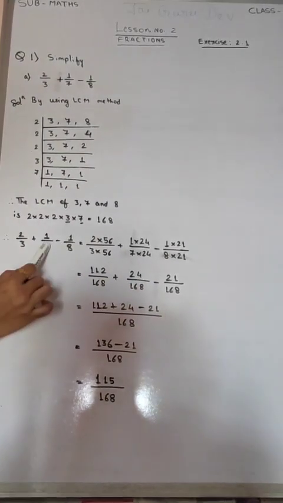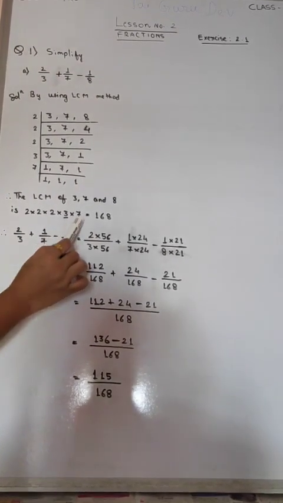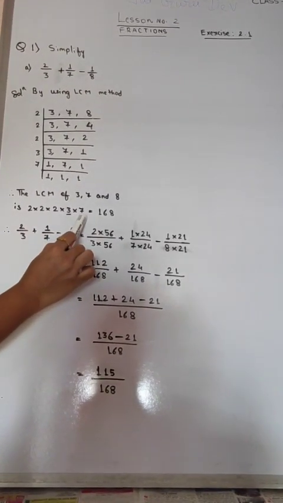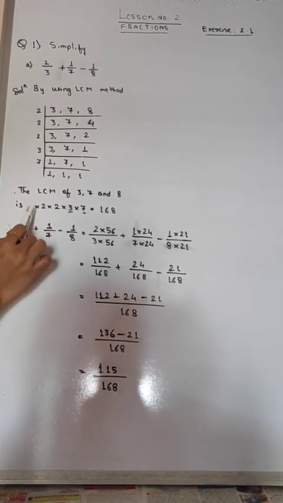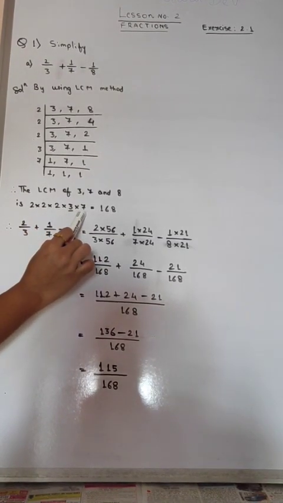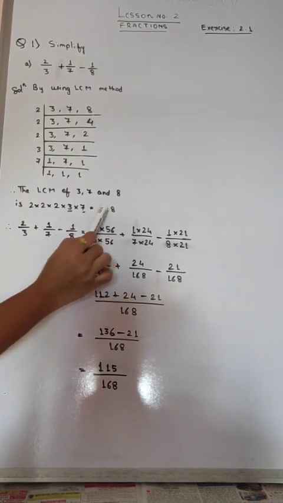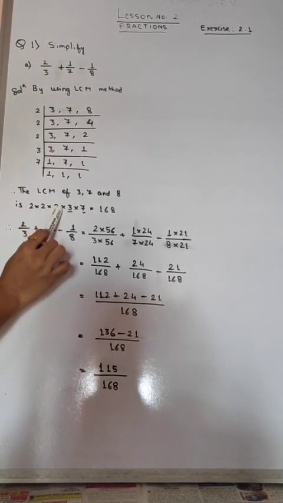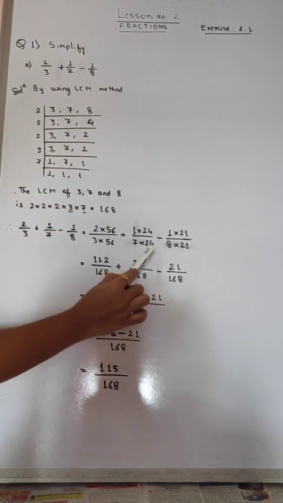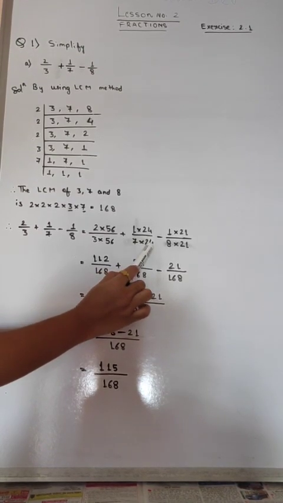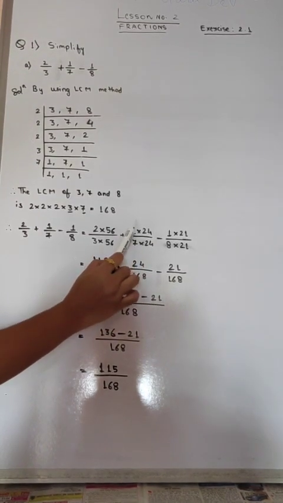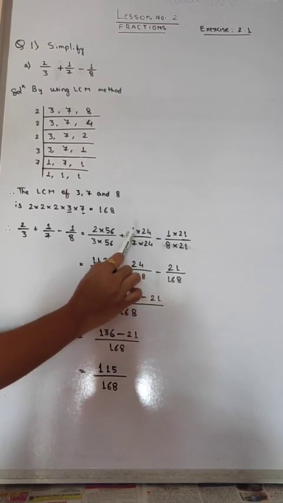Then plus 1/7 is given. Here, in the factors, 7 is already present. So by what number do we multiply 7 to get the LCM as 168? That is 2 × 2 × 2 × 3, which equals 24. So 7 × 24 in the denominator, and in the numerator we also multiply, 1 × 24.